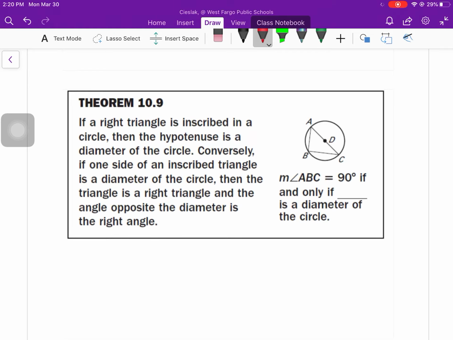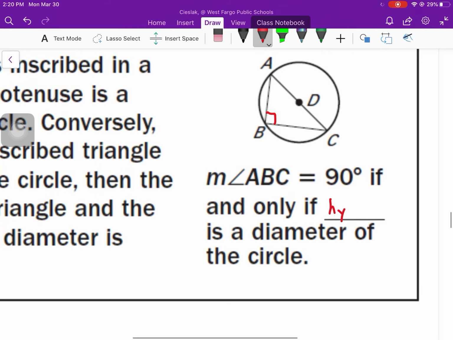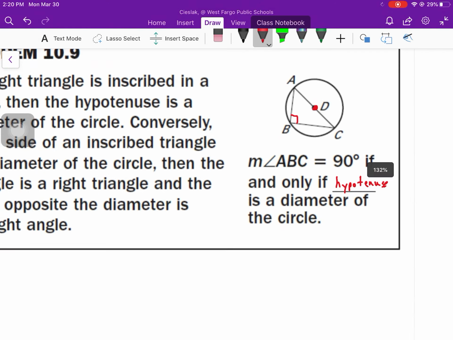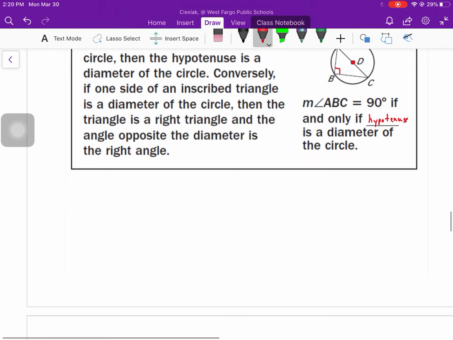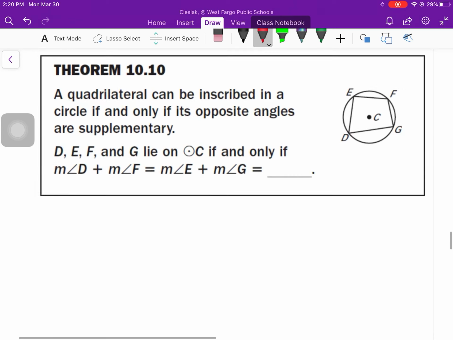So in other words, what this is saying is if the measure of angle ABC is equal to 90 degrees here, so I'm going to put a little right angle symbol in there. That is true if and only if the hypotenuse is a diameter of the circle, meaning it is a chord that goes through the center of the circle. Okay, we're going to use that one here in a couple of slides.